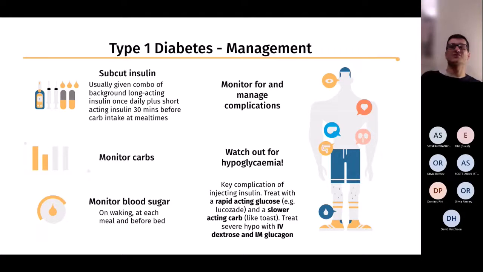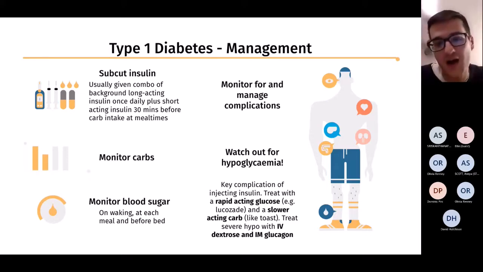And then you need to watch out for hypoglycemia, which is a key complication of injecting insulin, because insulin is all about, like we said, getting glucose out of you. That can go too far. You can end up hypoglycemic, with symptoms like shaking, weakness, etc. And then that needs to be treated with a rapid-acting glucose and a slow-acting carbohydrate, like we said.